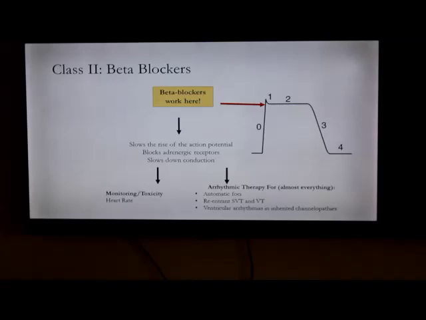Okay, beta blockers. What beta blockers do is slow the rise of the action potential all over the heart. That affects the sinus node and AV node, slows down the heart rate, and it affects ectopic foci. So it kind of slows down everything. It also blocks adrenergic receptors, or slows down conduction in general for both normal cells and abnormal cells. If you want to monitor for toxicity, you monitor the heart rate. With too much bradycardia, you may want to back off on those. So you want to see some bradycardia.